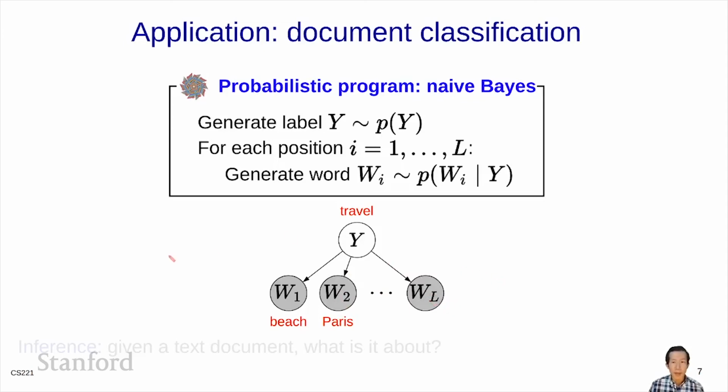So now the typical way you use these naive Bayes models is that you're given a text document, which is the sequence of words. You ask for the label. What is this document?